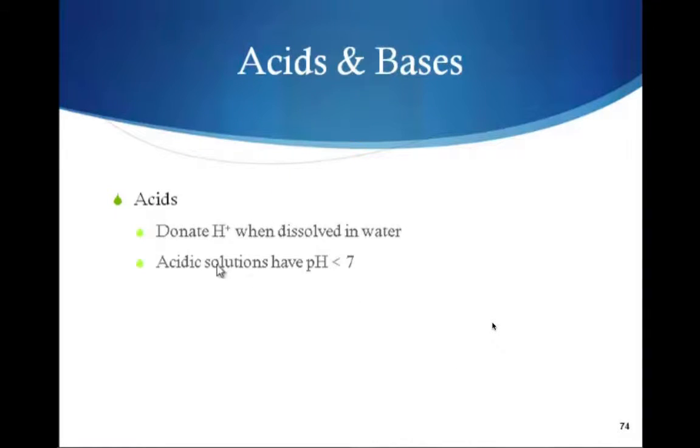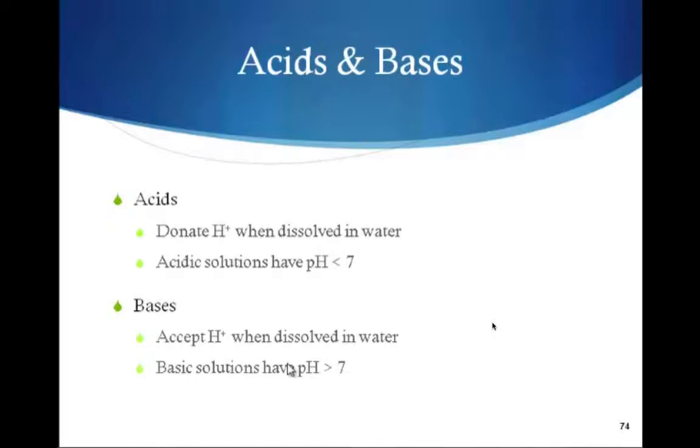Okay? So acids tend to donate their protons or their hydrogen ions when they are dissolved in water. Acidic solutions are less than 7 on the pH scale. And bases, they like to accept hydrogen ions when they are dissolved in water, and their numbers tend to be greater than 7. Remember this for the exam because I'm going to be asking you about strong acids, strong bases, weak acids, and weak bases. An 8, for example, is a weak base. A 6 is a weak acid. A 12 is a strong base, and a 3 would be a strong acid.